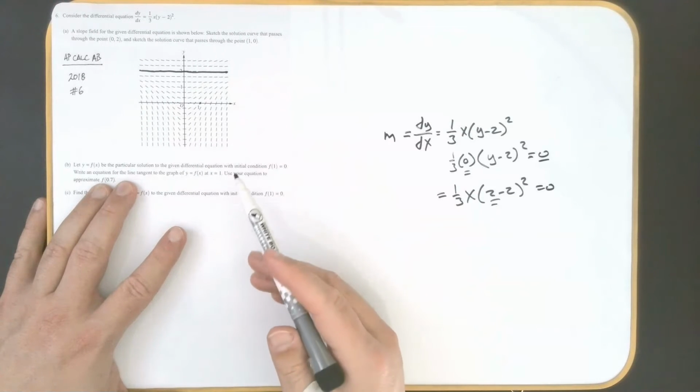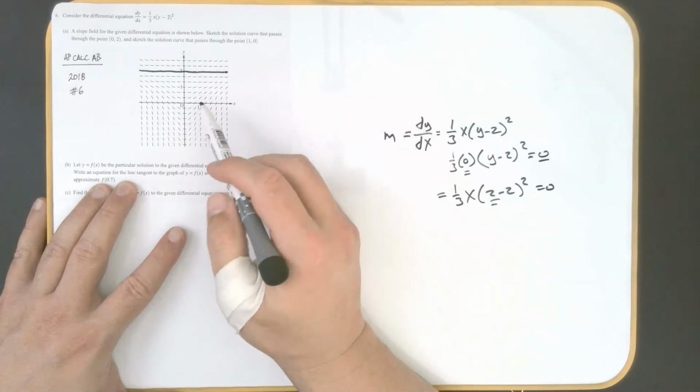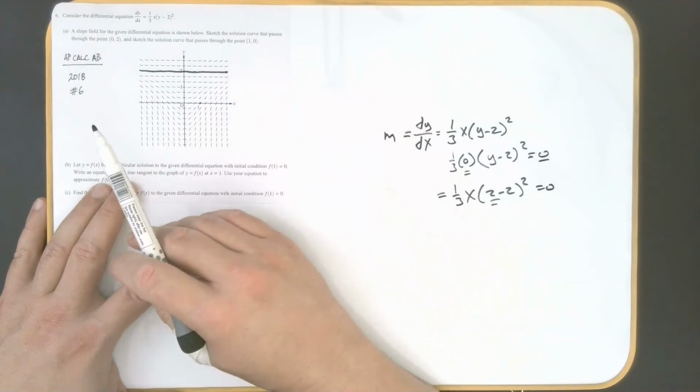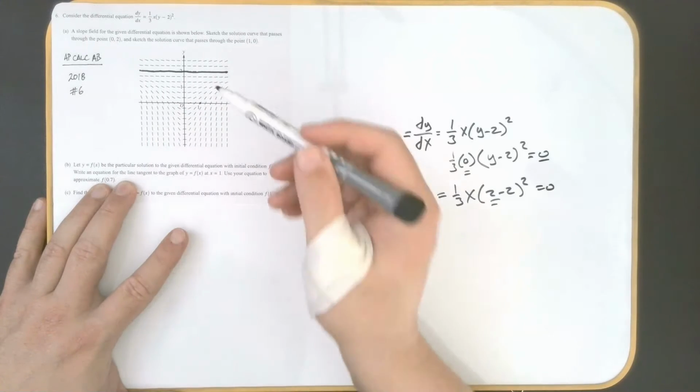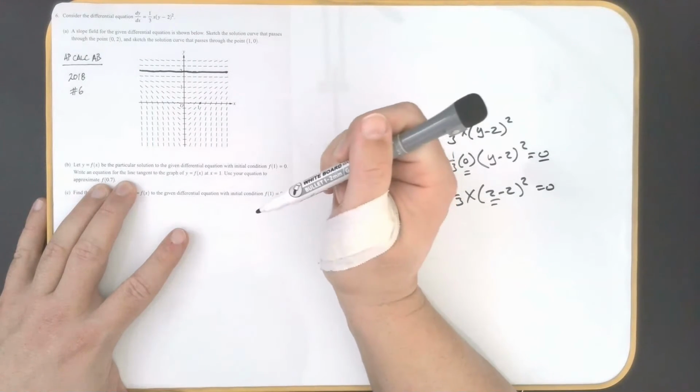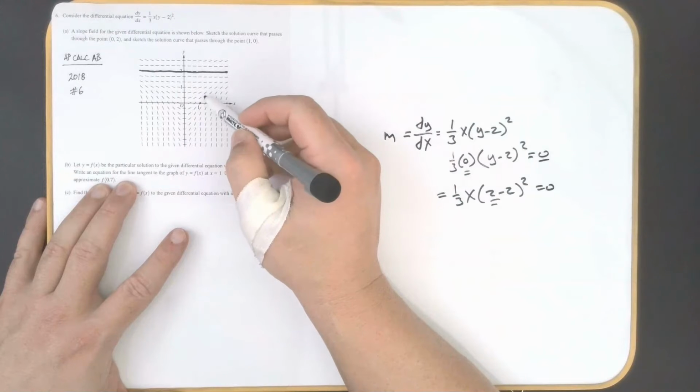Now, looking at the next one, it has to go through the point (1,0). So we're going to have to read this in both directions. So at (1,0), they highlight this little point here. As we move to the right, we're just going to allow the tangent to tell us what to do. So as we move to the right, I'm going up.